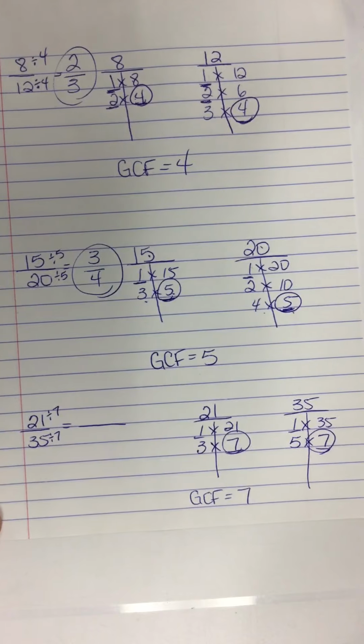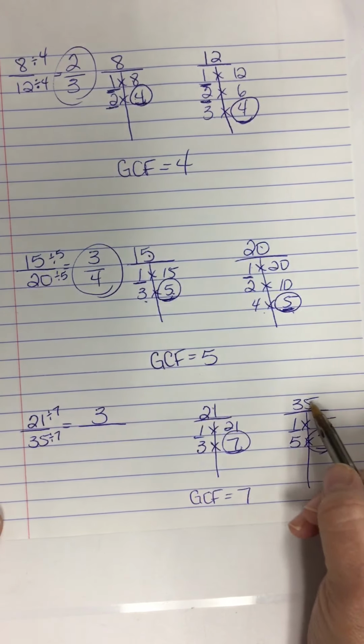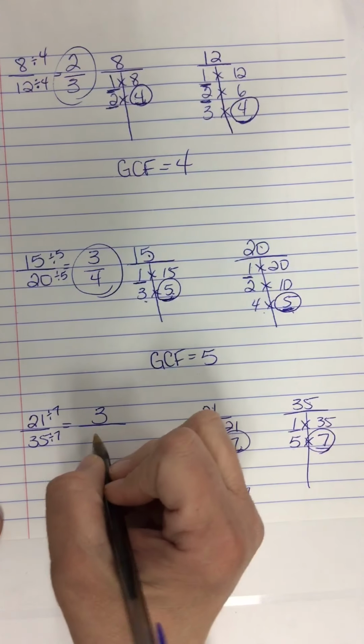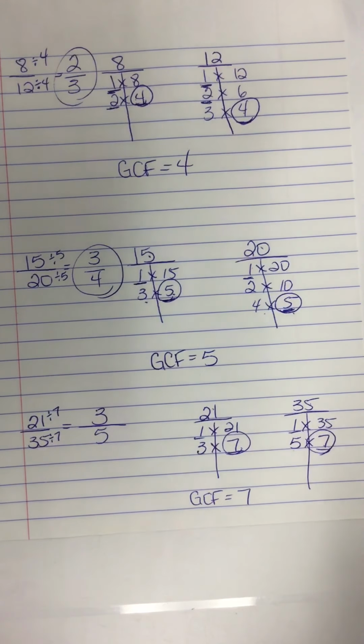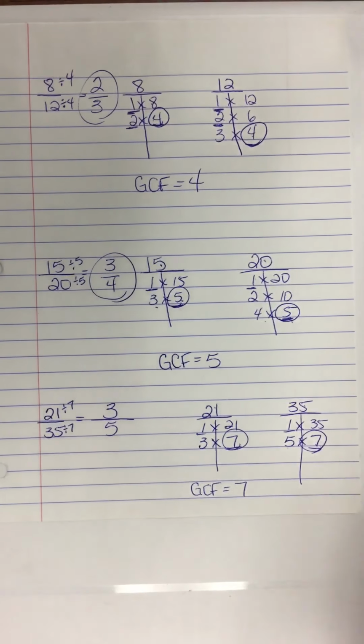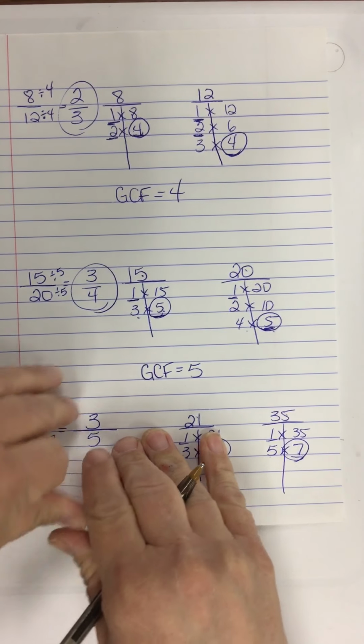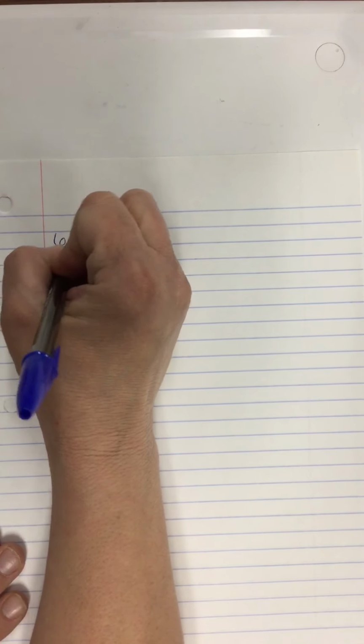Okay. 21 divided by 7 is 3. 35 divided by 7 is 5. Okay. 21 over 35 reduces to 3/5. Okay. Try 6 over 18. Tell me what your reduced fraction will be.